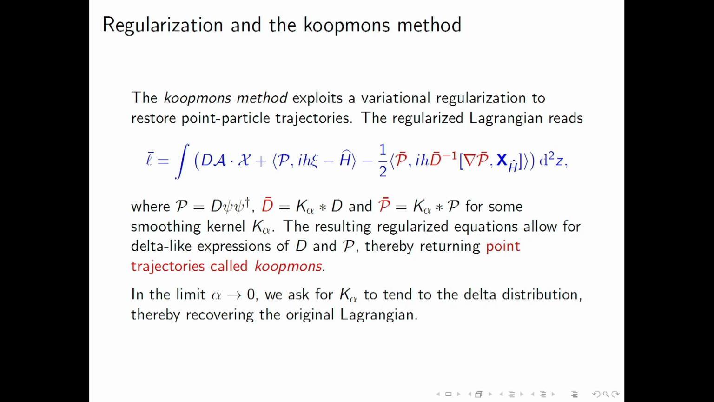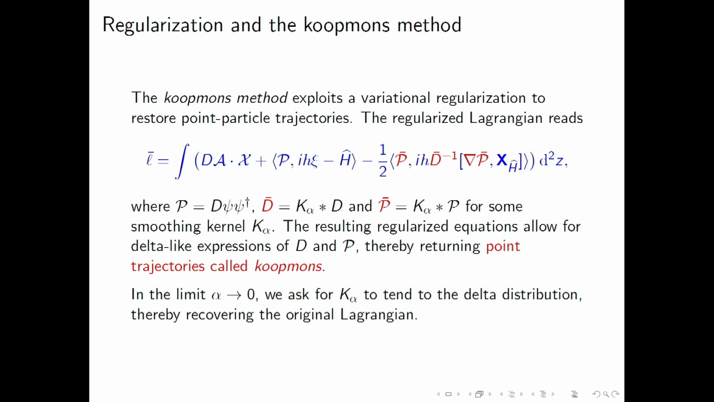So here the idea is, based on the Lagrangian, we identify the parts which are problematic, which prevent the particle-like solutions, and then we perform a smoothing of these parts, which eventually leads to a form of equations that allow for delta-like expressions. And these point trajectories are called the Koopmans. It is important to understand that all of these modifications are performed on the level of the Lagrangian. So we retain the formalism and just replace the corresponding quantities in the Lagrangian.